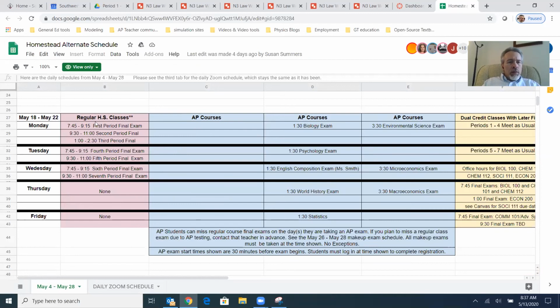But here in the pinkish section in column B, you'll see it says first period finals from 7:45 to 9:15. That's a Zoom session. Then period 2, whatever your period 2 class is, you're going to have another final exam 9:30 to 11. That's another Zoom. You need to attend that. And then if you're wondering when your other classes are having finals, 4th and 5th are on Tuesday, and 6th and 7th are on Wednesday.